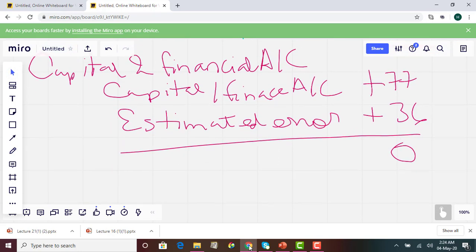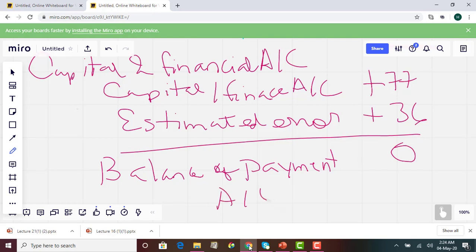So if we add minus 113 plus this, we end up with 0. So at the end of the year, the balance of payment account should be 0. So remember this thing: the goal is to have the balance of payment account at the end of the year to be 0. Okay, that's how we are doing it with the capital financial account, with errors and omissions, net investment, and current accounts using the exports and imports of goods and services. We should have a balance of payment that gives us 0 at the end of the year.